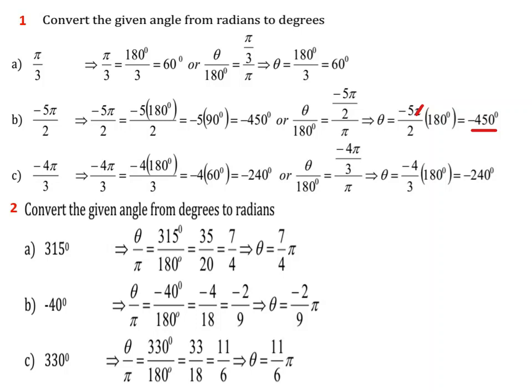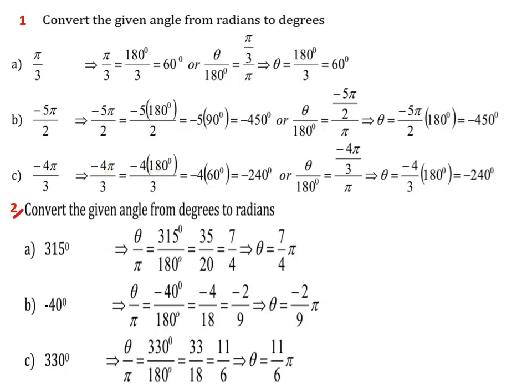C, minus 4 pi over 3. This implies that minus 4 pi over 3 is equal to minus 4 times 180 degrees, the whole over 3. Then 180 degrees by 3 is 60 degrees, so we have minus 4 times 60 degrees, which equals minus 240 degrees.